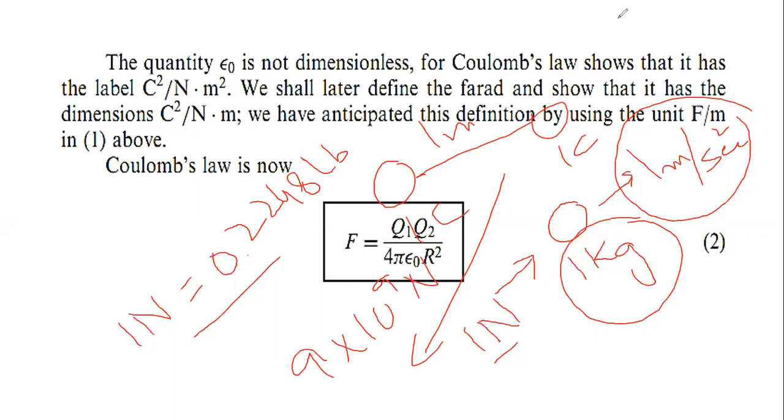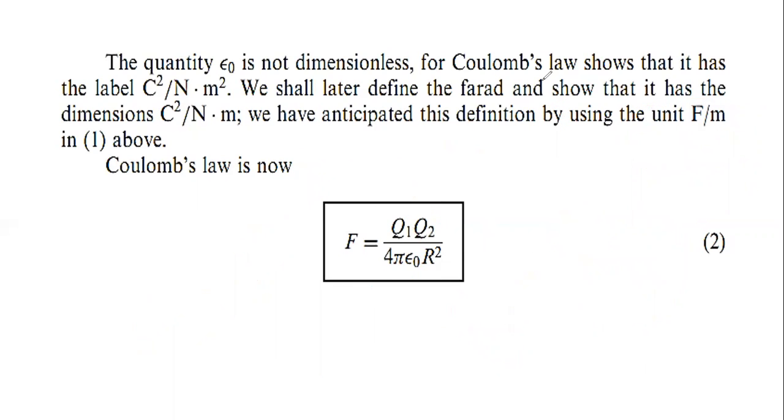As we take the smallest amount of charge, that is the charge of the electron, meaning the charge on an electron, we take that charge as the smallest charge.